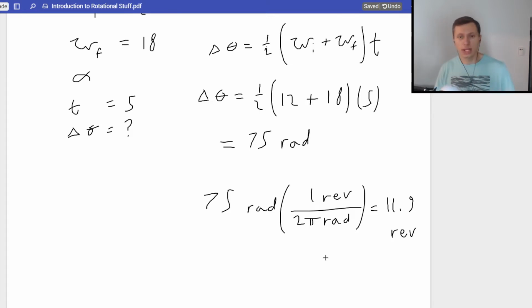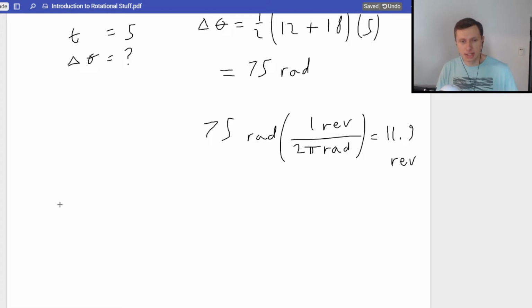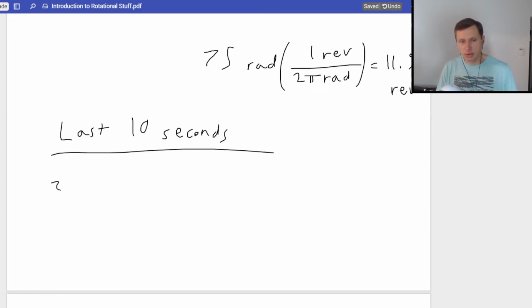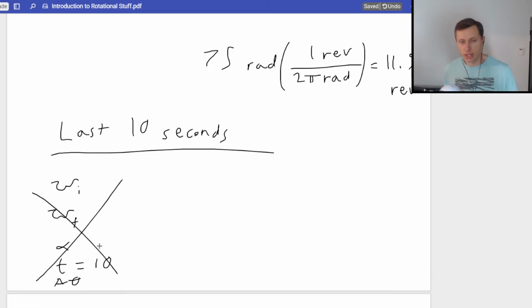To find the full answer, we need to know what's going on in the last 10 seconds. So I'm going to tell you for this, if you write down omega initial, omega final, alpha, time, and delta theta, and the only thing that changed is the time is now 10 seconds instead of 5, this is the wrong way of doing it. And let's talk about why that is.